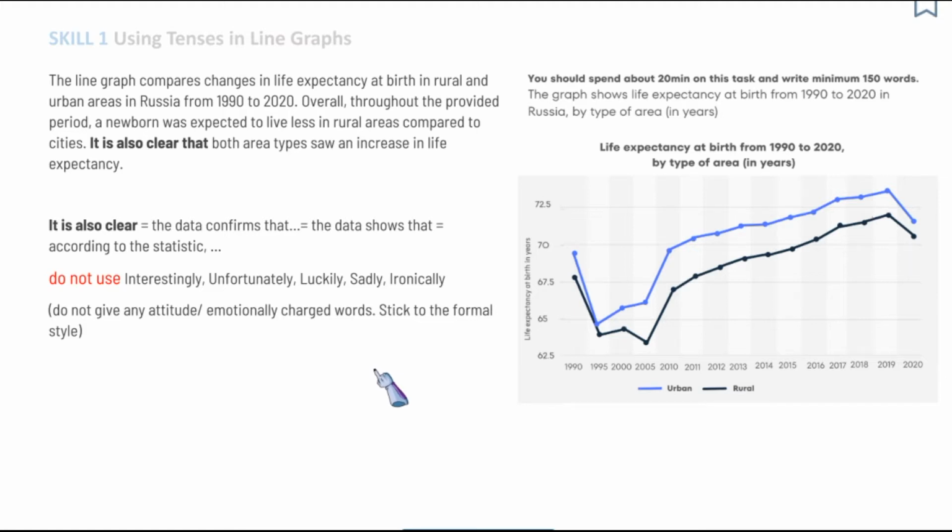Sometimes when I check reports of my students, I see words like interestingly, unfortunately, luckily, sadly, ironically, and this is actually not the best idea to use such words because they show some attitude, they show some emotions, and this is not appropriate in a report. So do not use them, do not show any attitude.